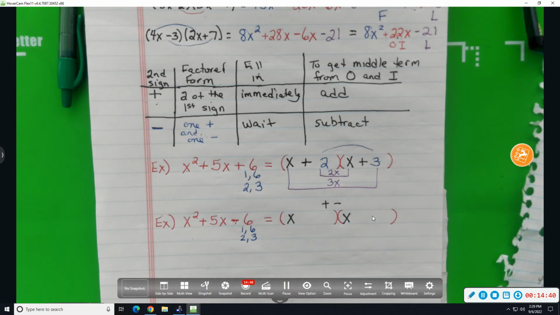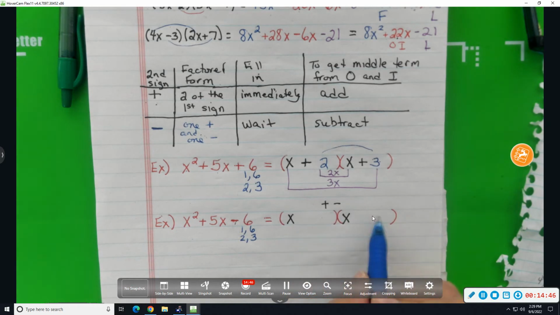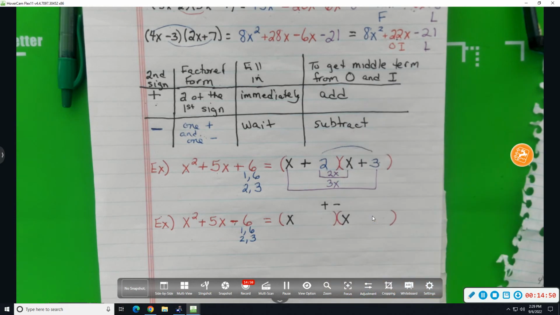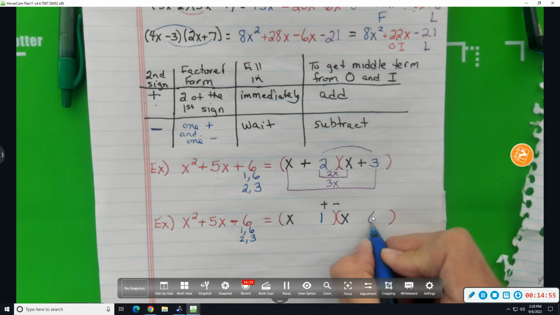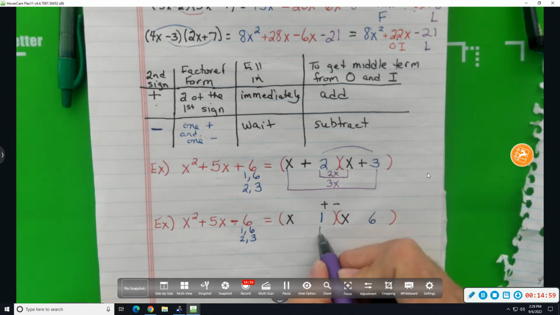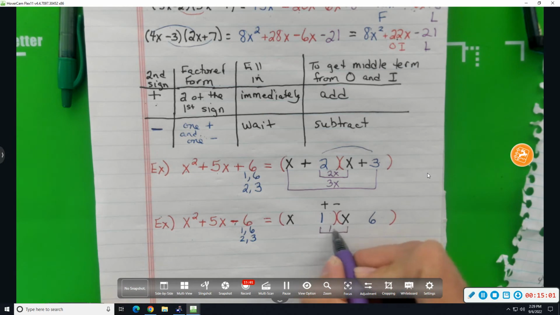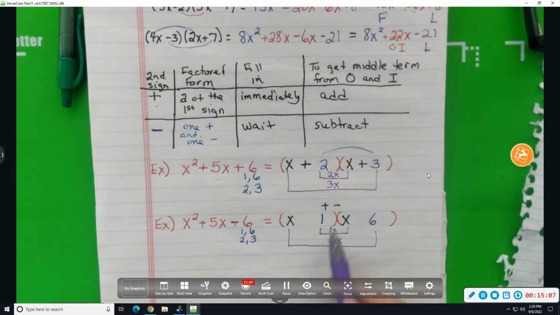1 and 3? Did I hear 1 and 3? 1 and 6. Why are we doing 1 and 6? Well, if you put 2 and 3, those aren't going to subtract to get you that middle term. Let's try a 1 and a 6. Let's see, 1x. These little marks I'm doing here are the outer and inner.